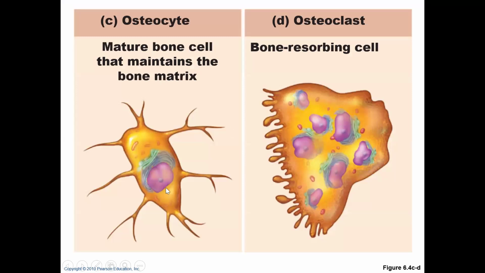So picture of our osteocyte, and then to the right here's the bone resorption cell where it contains digestive enzymes to break bone down, release calcium, phosphorus in the blood. It's called an osteoclast. They're bone resorbing cells.